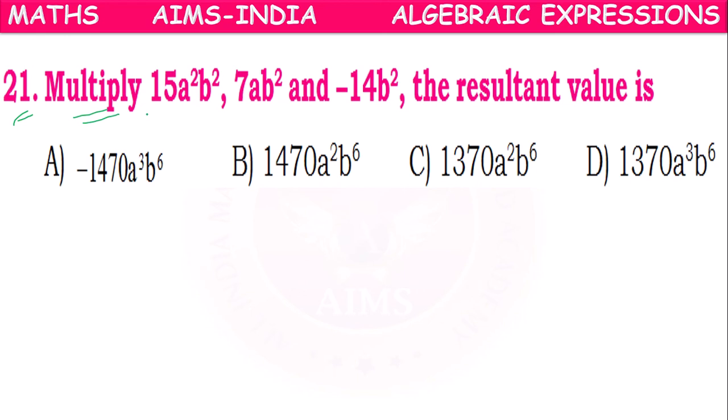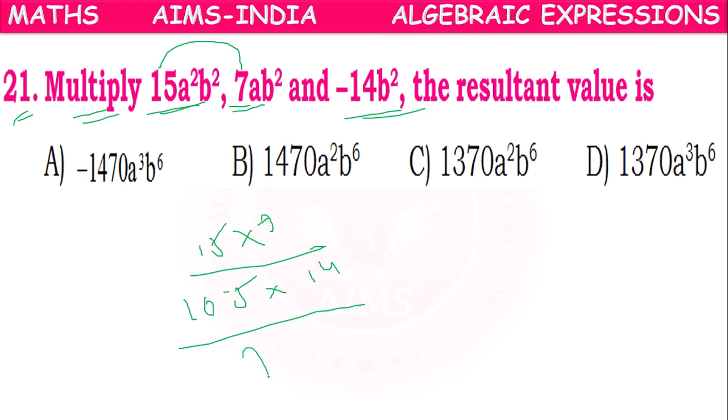Next, multiply all monomials, children. So, directly we can multiply. We can multiply the numerals 15, 7 times. 15 into 7. 7, 5 times 35. 7, 1 is 7 plus 3, 10. Into 14. 14, 5 times 70. 14, 0, 0 plus 7, 7. 14, 1 is 14. So, numeral, we are getting 1470. Here plus, here plus, here minus. Plus into minus will become minus 1470.